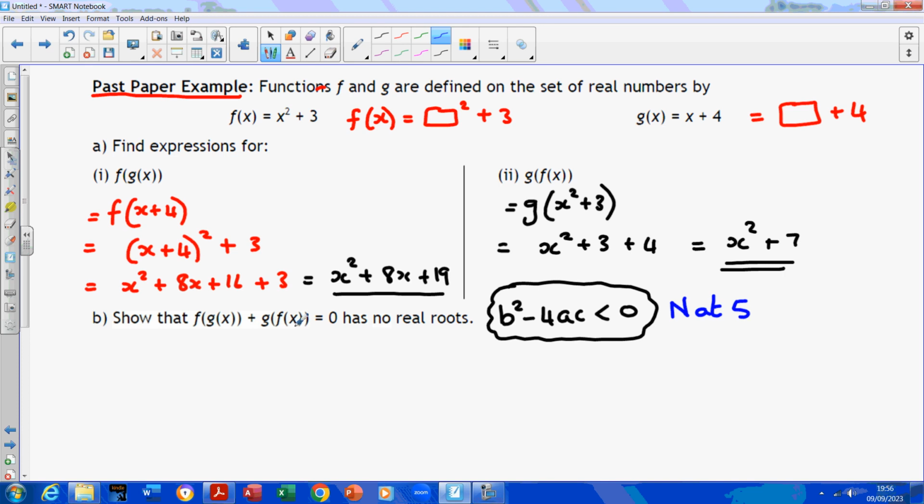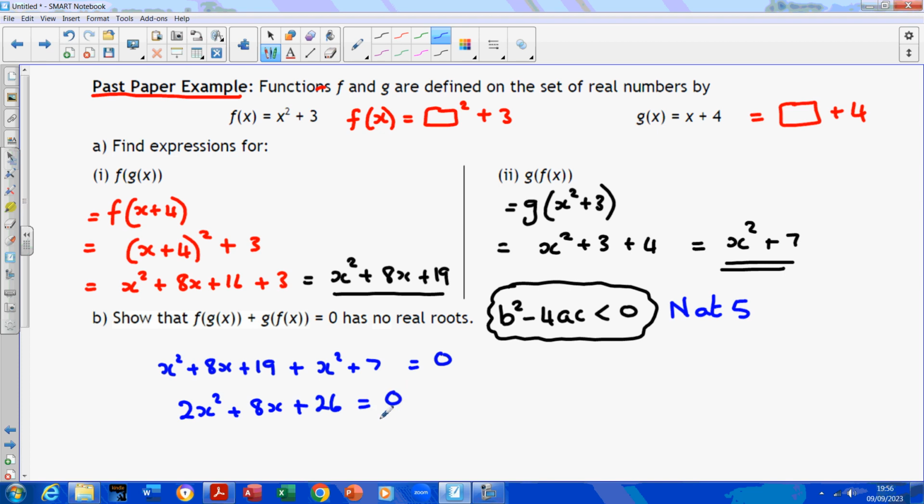So we're going to do what they've asked us to do. So we're going to write down f(g(x)). So that's x squared plus 8x plus 19. And then they've asked me to add on g(f(x)). I'm going to add on x squared plus 7. And they've said to make it equal to 0. So now we're going to tidy that up. So we've got 2x squared, and there's only one x term, so it's 8x. And then we've got 19 plus another 7, and 19 plus 7 is 26. And that's equal to 0.